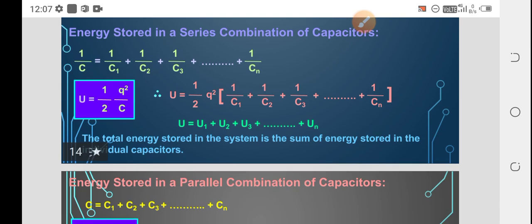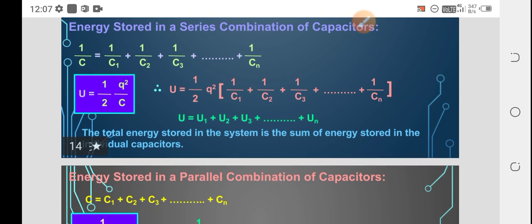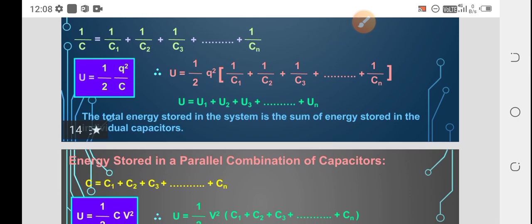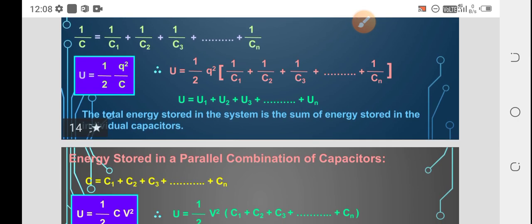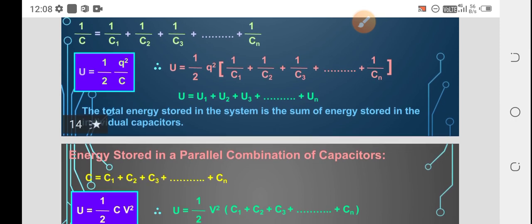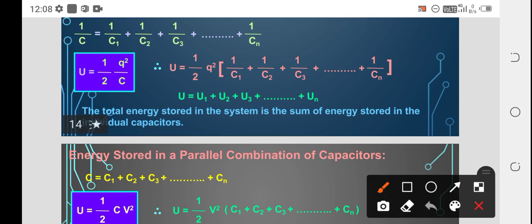As we know, for capacitors C1, C2, C3 in series, 1/C = 1/C1 + 1/C2 + 1/C3, and so on. Therefore, the energy stored is 1/2 Q squared, which remains as it is, times (1/C1 + 1/C2 + 1/C3) and so on. These terms will be considered as U1, U2, U3. Therefore, U equals U1 plus U2 and so on. The total energy stored in the system is the sum of the energy stored in the individual capacitors.